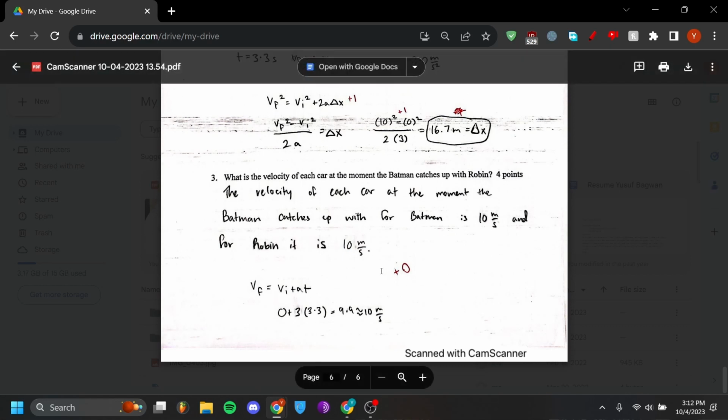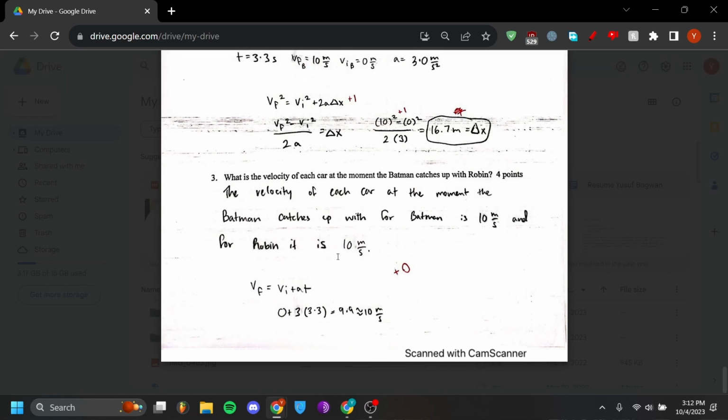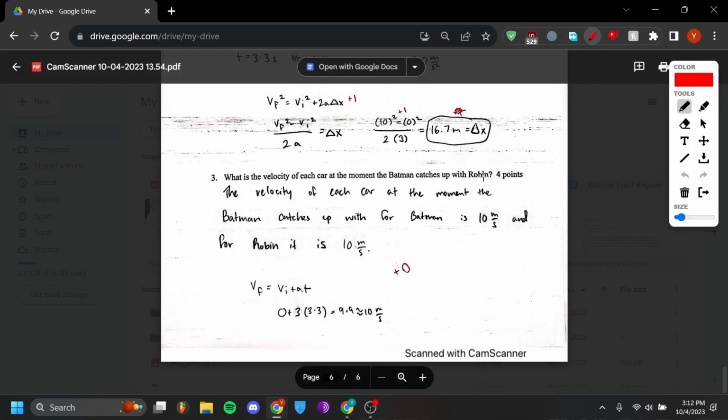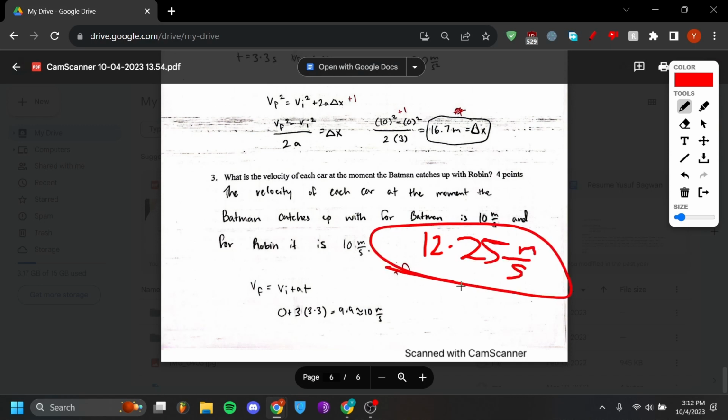So the moment he catches up with Robin, the velocity is actually going to be 12.25 meters per second. That's going to be the velocity of his car, and the velocity of Robin is going to be 10 meters per second. Boom.